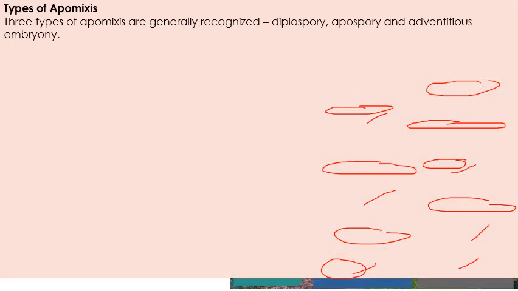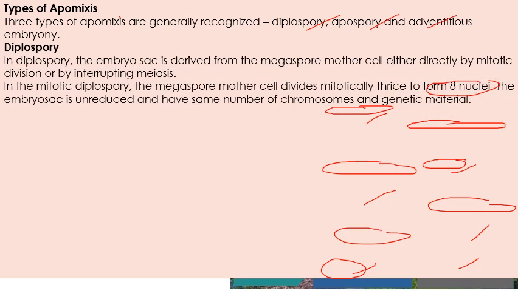Next thing is apomixis. So apomixis is the formation of the seed without fertilization. There are different types of apomixis, generally diplospory, apospory, adventitious embryony. So firstly diplospory. Here the embryo sac is derived from the megaspore mother cell directly without meiotic division, and there is no meiotic division in the megaspore mother cell.